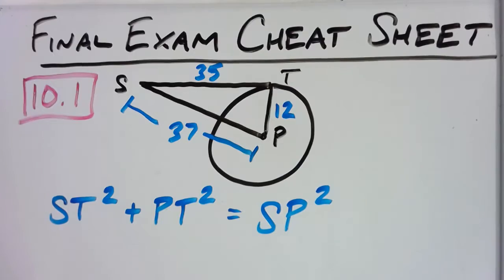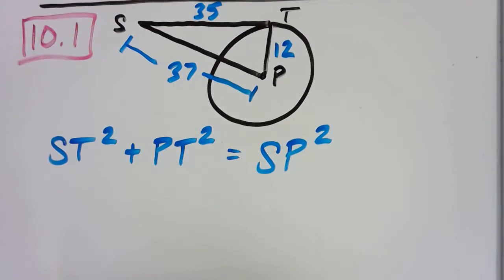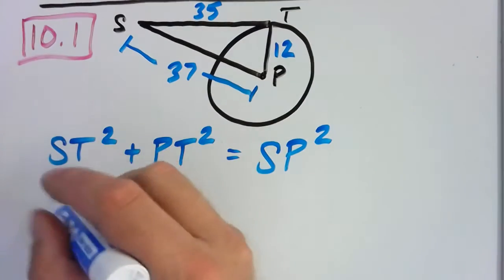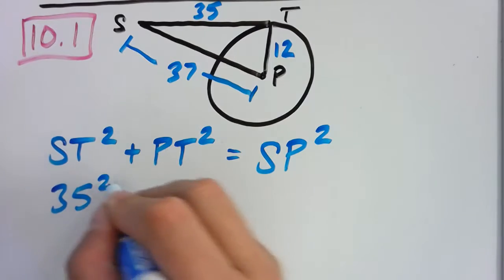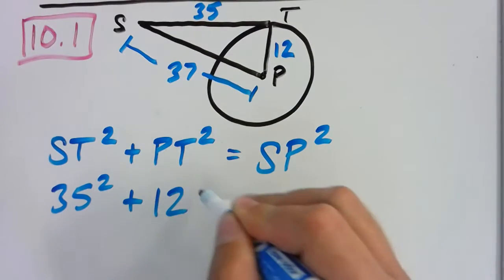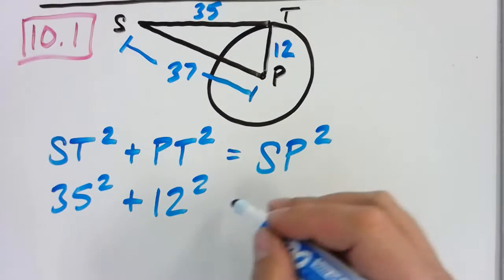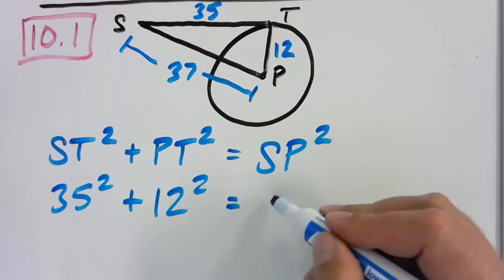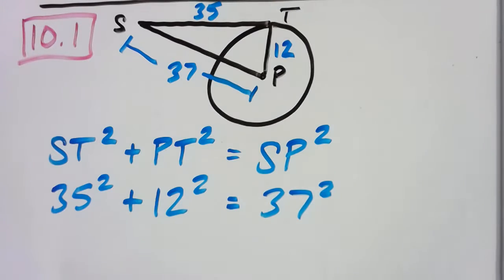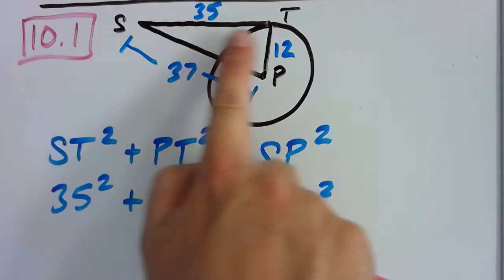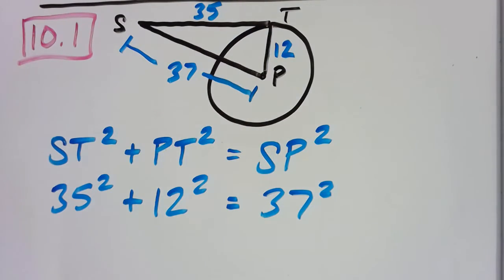Now I'm just plugging in the numbers, and I'm going to end up with the following. ST here is this 35 unit side, so 35 squared plus the 12 unit PT squared. This, for the record, is the radius of the circle, just to point that out. And we're testing to see whether or not that equals this 37 squared. And that phrasing is important because, technically, I don't know if this is true. I am testing to see whether or not ST is tangent. So really this is a question mark.